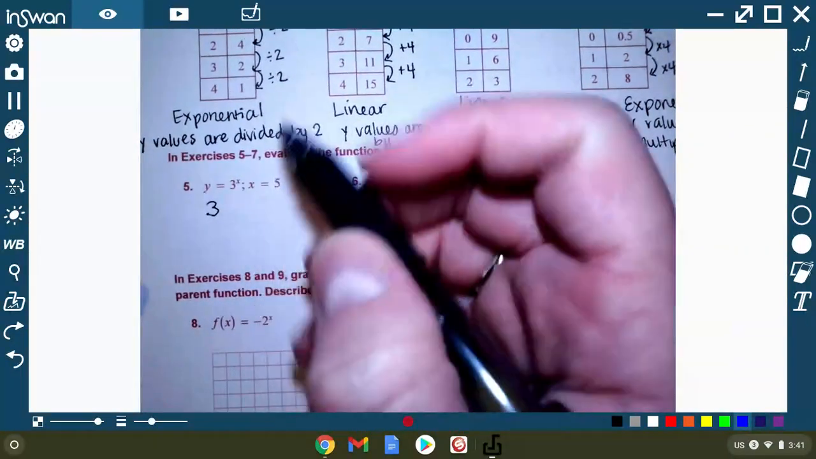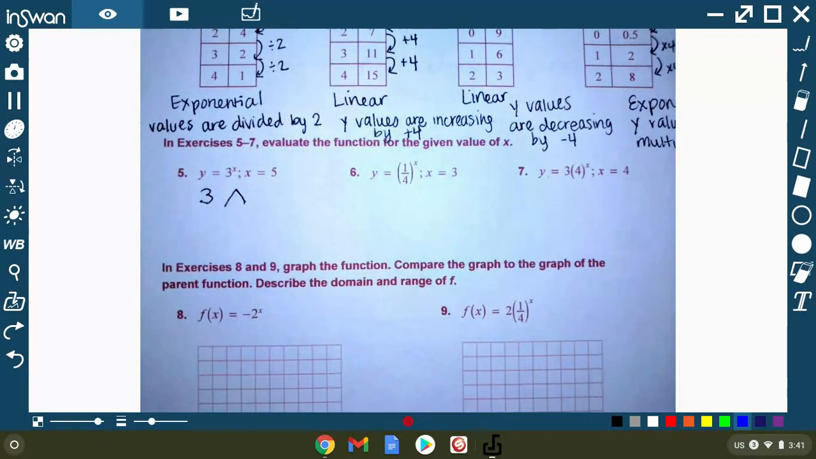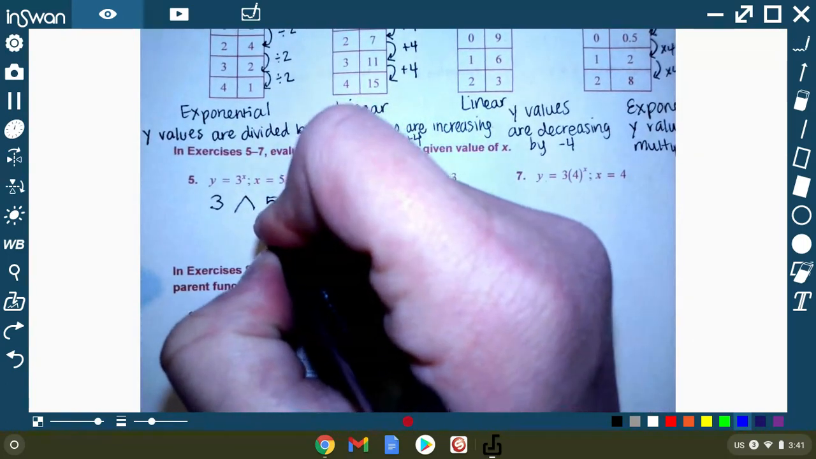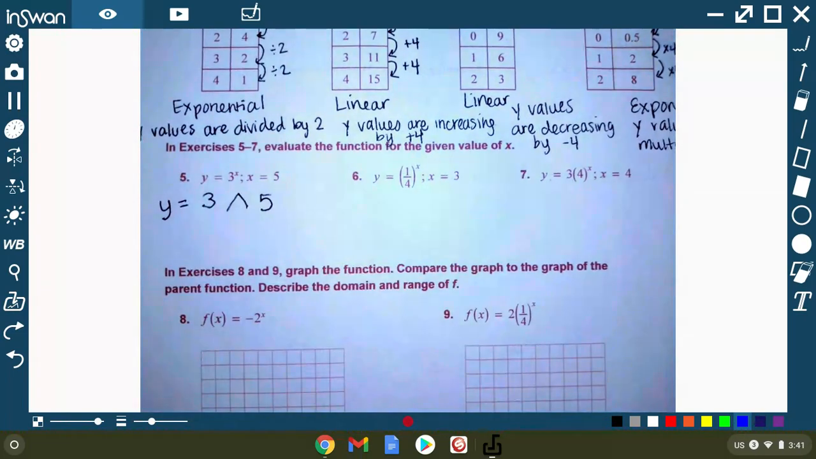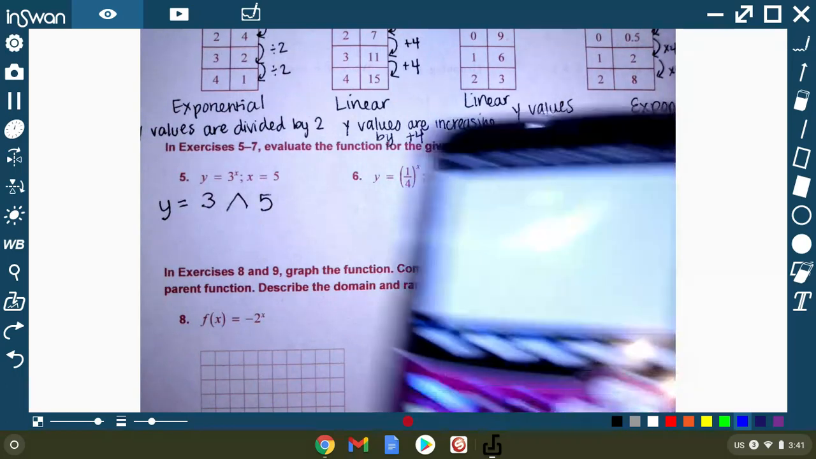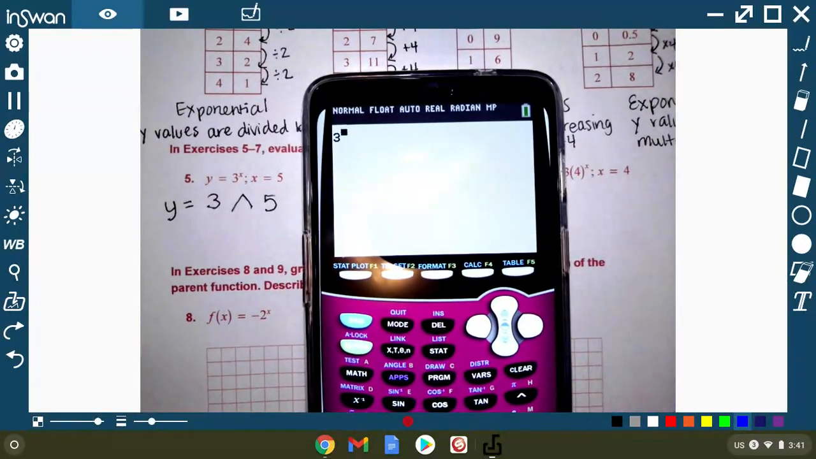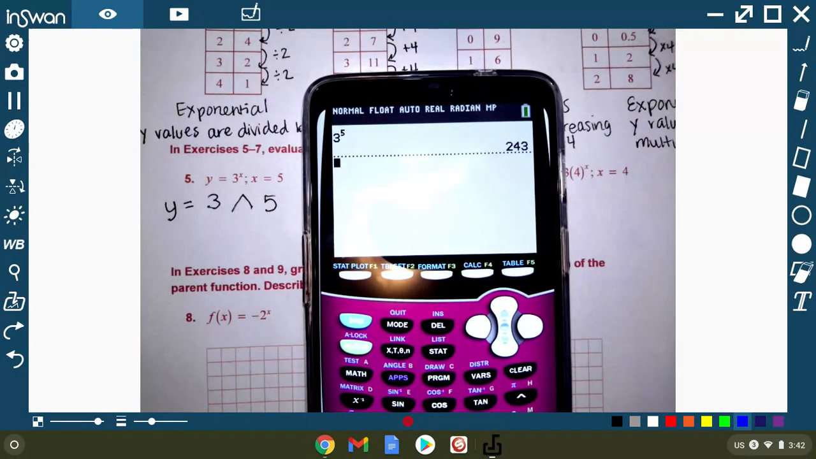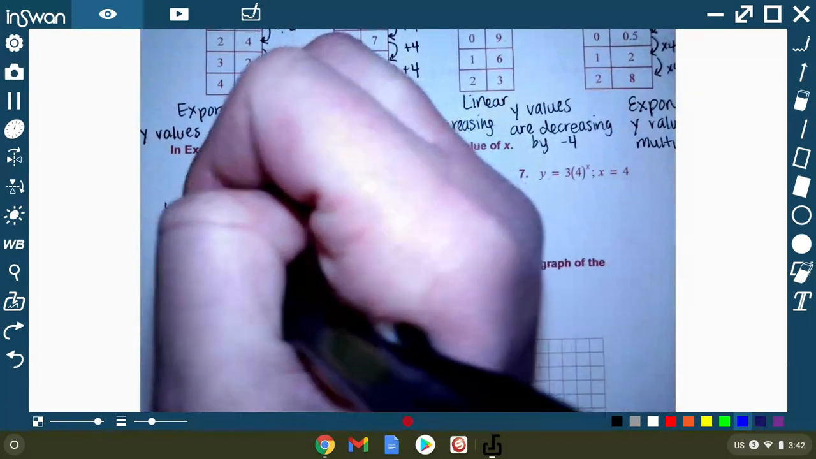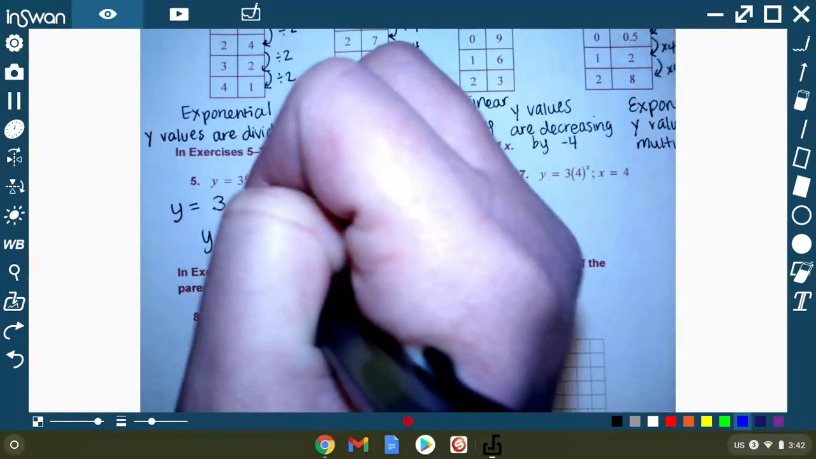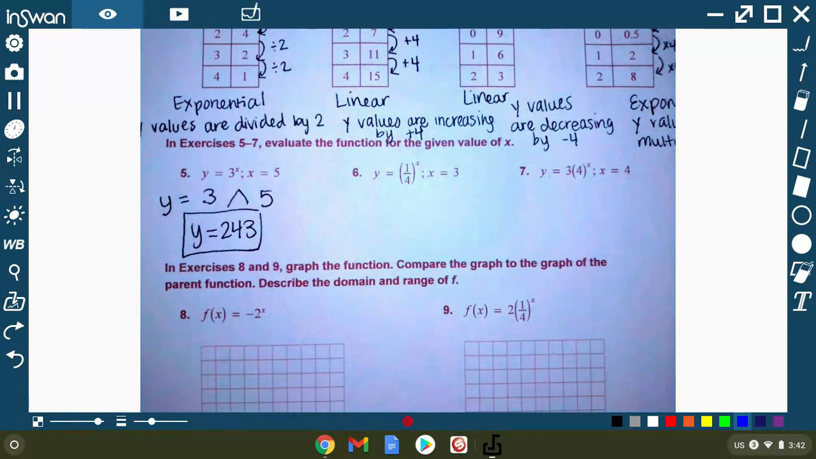And then if I want an exponent, I have to use a button called the caret button. So it looks like this little tent. This will help me get that exponent spot. And then it says 5. So we're going to plug in 5. And then this is what we need to actually calculate. So you're going to type in 3 and then hit the caret button and then put in 5 and hit enter. And then this will give you the value that you're looking for. So 243. And then that's your answer.